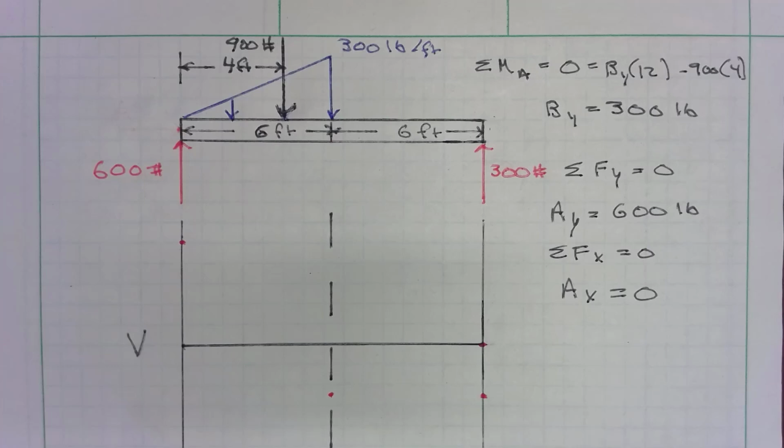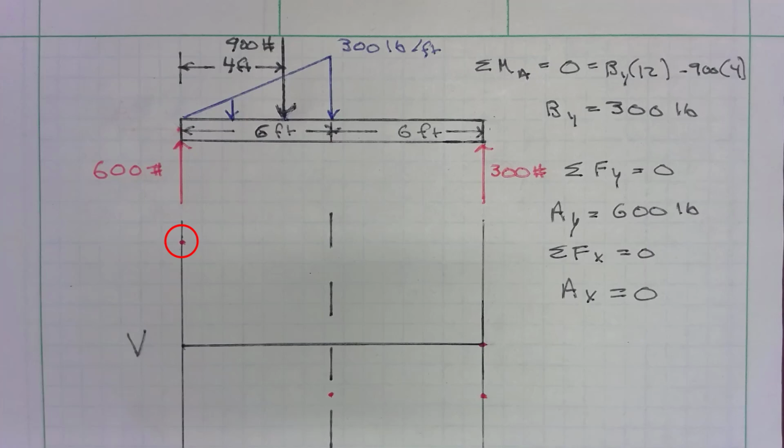All right, so what I like to do is grab my calculator and just start adding numbers up as I progress from left to right. So if we look at the beam, the first force that the beam encounters is that 600 pounds. So I'll put in my calculator 600. That's a positive number up, and I'll put a dot there.